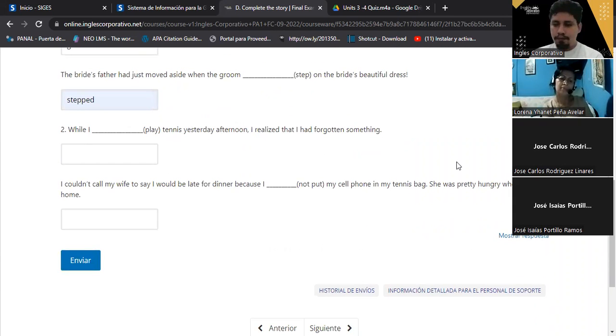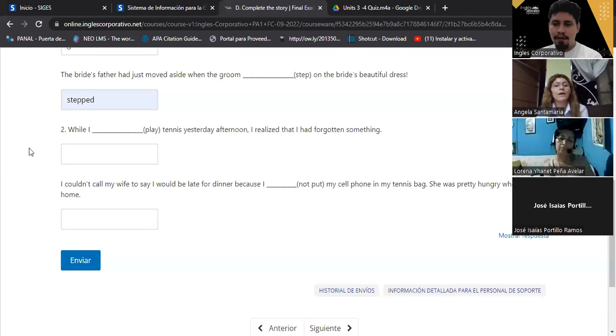Number two. We have the verb play. "Tennis yesterday afternoon, I realized that I had forgotten something." Which is the correct answer there? Was playing. Okay, was playing. There we have the answer. This is past continuous.